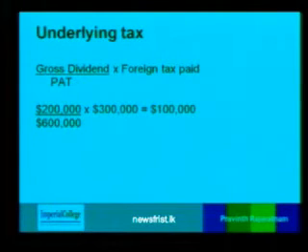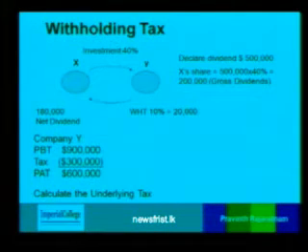And the formula for an underlying tax is a gross dividend divided by profit after tax, multiplied by a foreign tax paid. So we've actually got a gross dividend which X is entitled to of 200,000. If I just go back to the previous one, you'll see that X is entitled to a gross dividend of 200,000 there, which is then divided by the profit after tax. Profit after tax of company Y is 600,000.